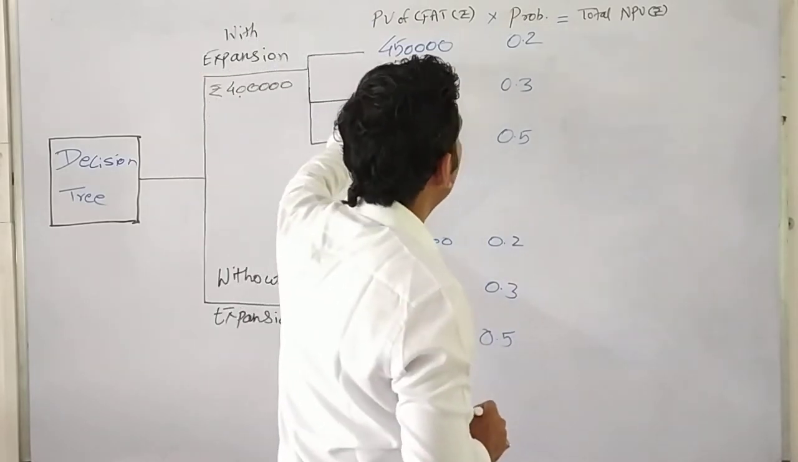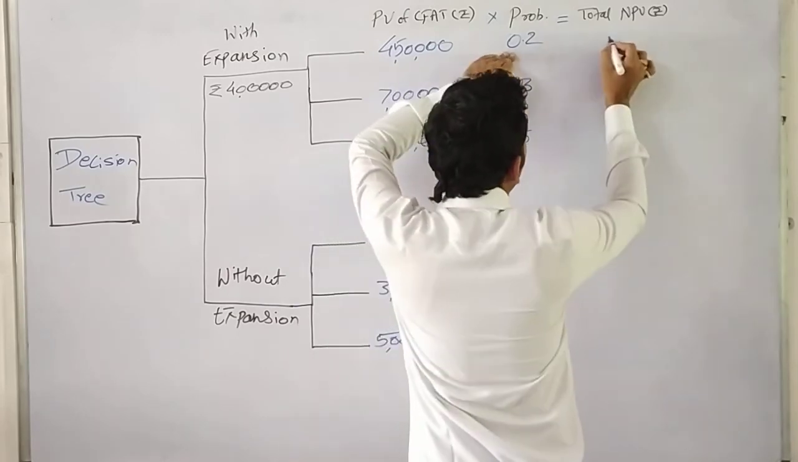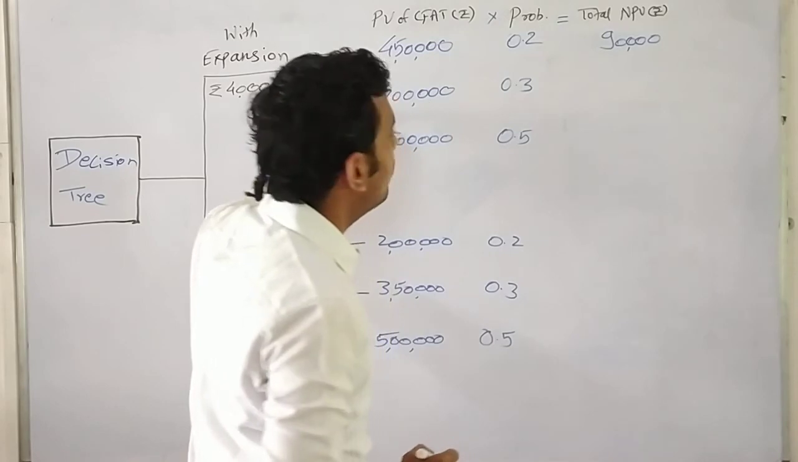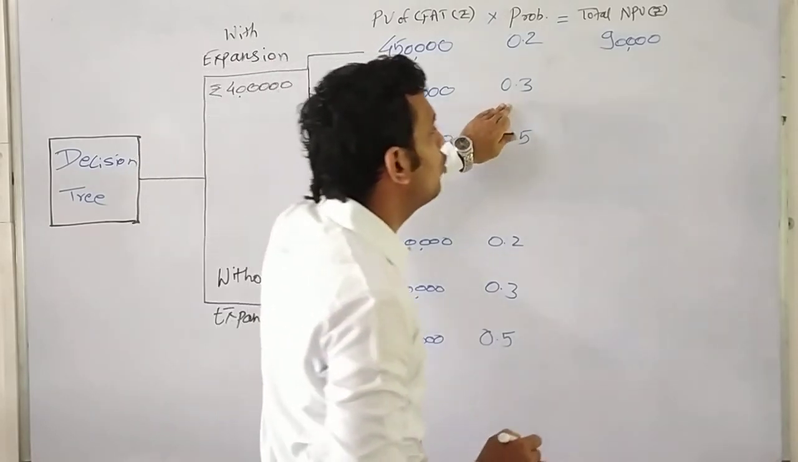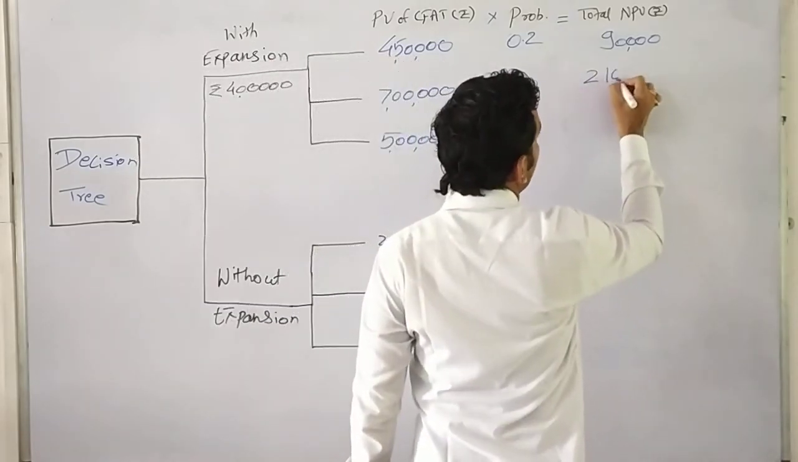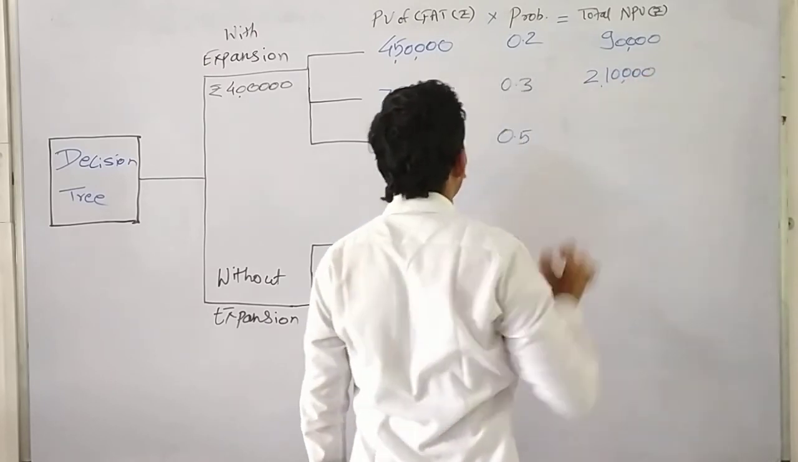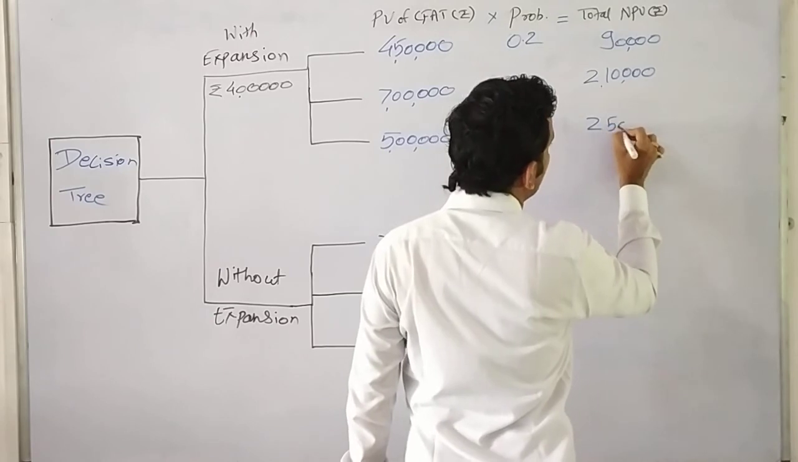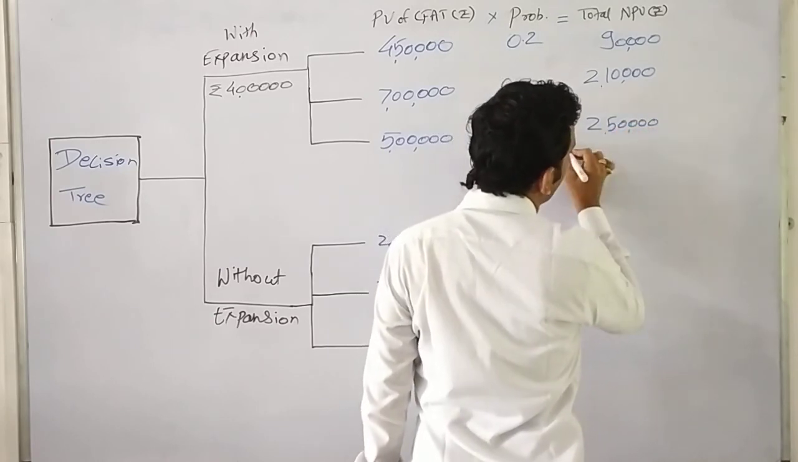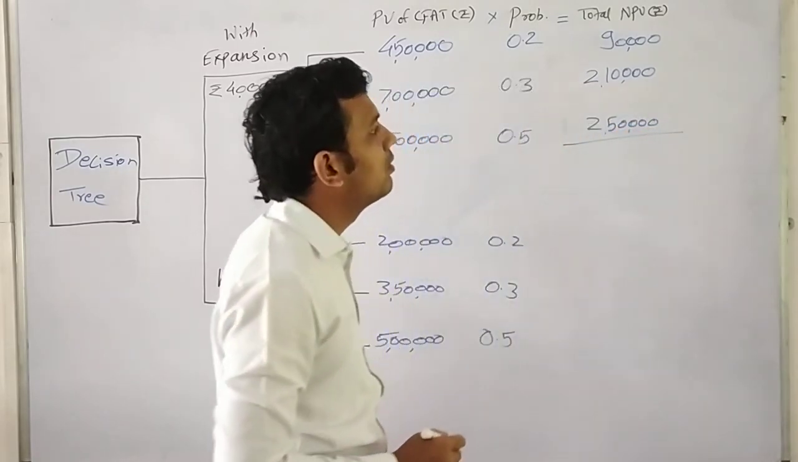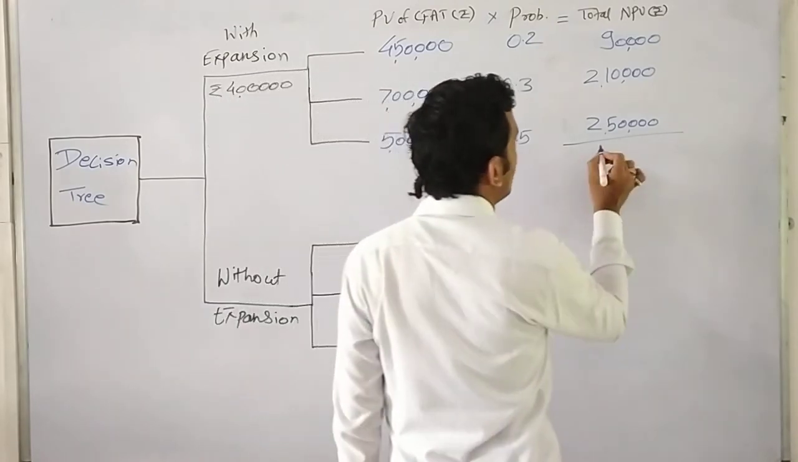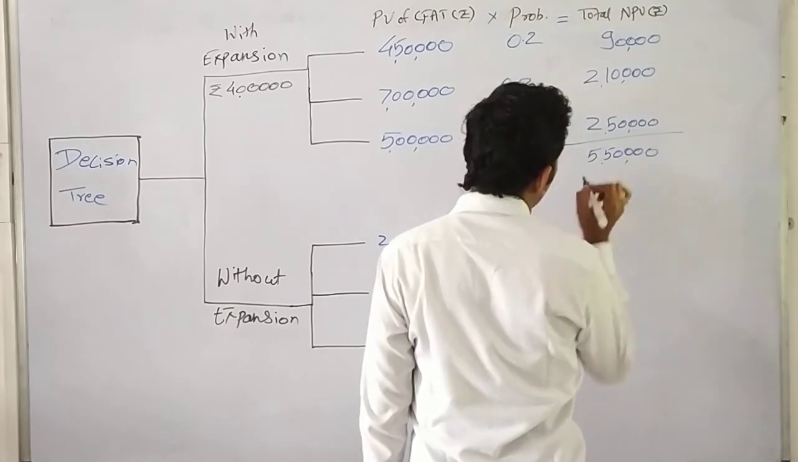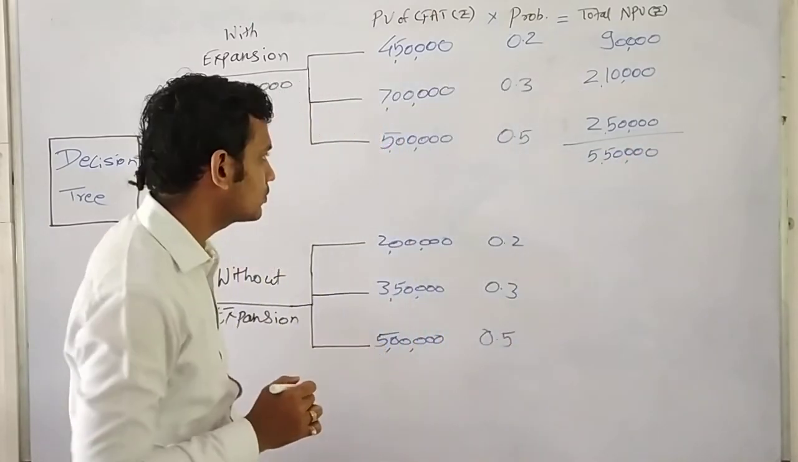So 4,50,000 into 0.20 is equal to 90,000. Then 7 lakh multiplied by 0.3, 2 lakh 10,000. Then 5 lakh multiplied by 0.5, 2 lakh 50,000. Now we will make the total of 3. The total is 5 lakh 50,000. That is our NPV.